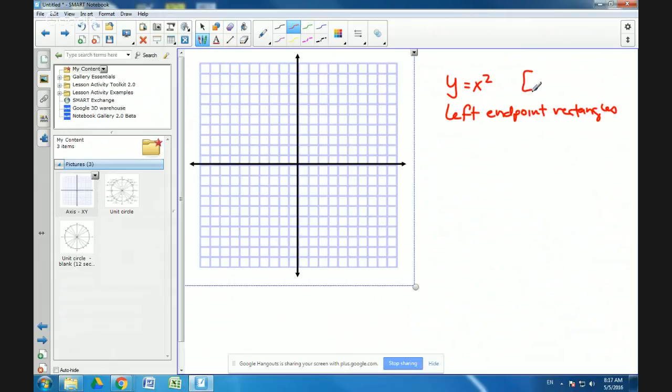What's our interval? Let's go -2 to 3, and 5 subintervals. So -2 is here, right? All the way to 3.